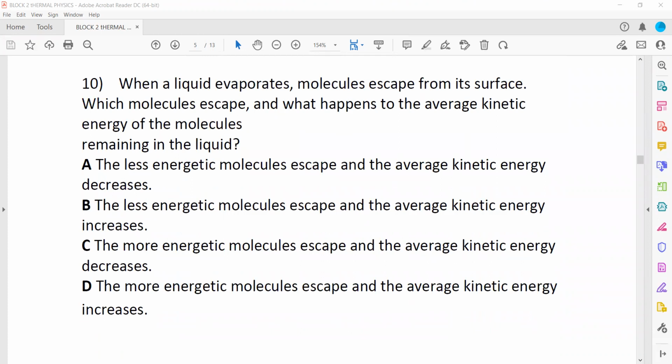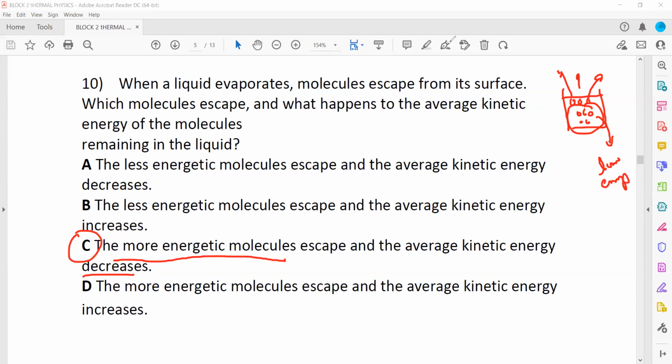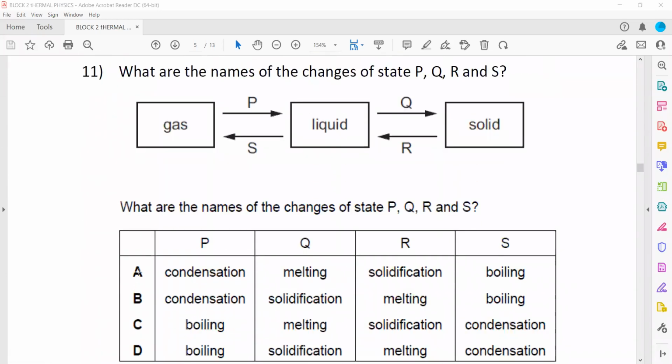In question 10, when a liquid evaporates, the molecules escape from its surface. Which molecules escape and what happens to the kinetic energy of the remaining molecules? The most energetic molecules will escape, and the kinetic energy of the molecules which are left will decrease, because the most energetic molecules at the surface gain energy from the surroundings, and they go out. So the molecules which are left behind will have low energy. That's why we could say evaporation is a cooling process.